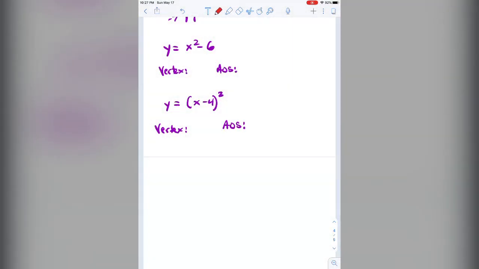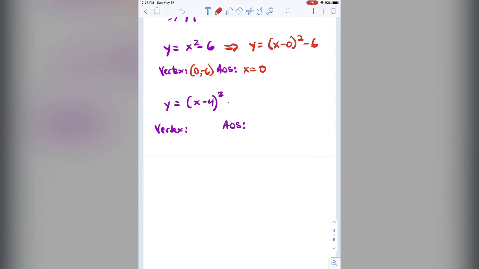Okay, last 2 types of problems that you're going to run into. Still in vertex form. One is when you don't have anything in the parentheses, so it's just y equals x squared minus 6. What you want to look at is y equals x minus 0 squared minus 6. You don't have to have the minus 0 in there, but since there's nothing in the parentheses, we assume that the x coordinate is 0. The y coordinate is then -6, so your vertex is at 0, -6, with an axis of symmetry at x equals 0.